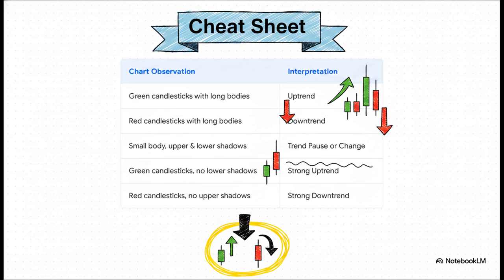Think of this as your quick start guide. A nice long green body? That suggests an uptrend. A long red body? You got it, a downtrend. Now, if you see a candle with a tiny little body and wicks on both sides, that's your heads up. It means the trend might be hitting the brakes or even turning around.